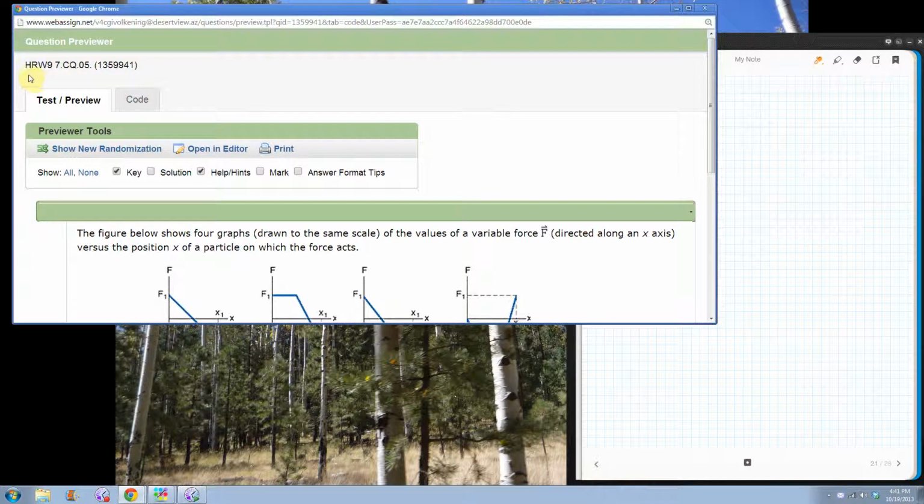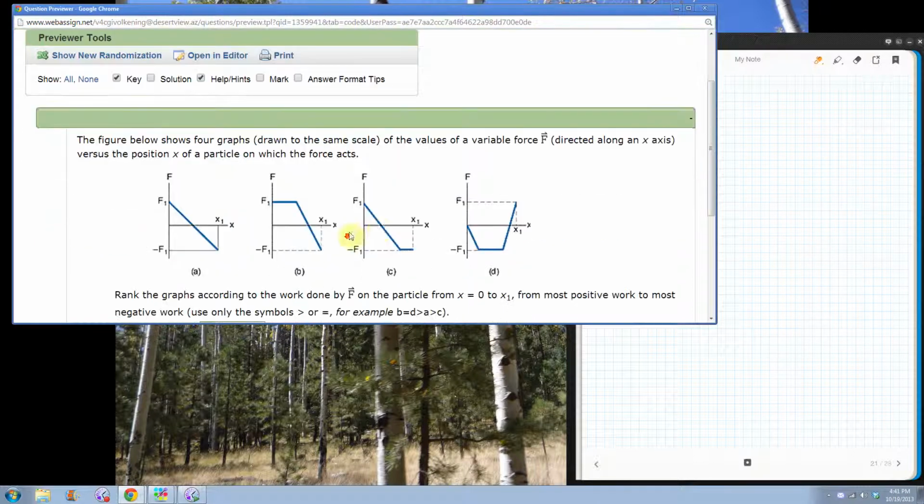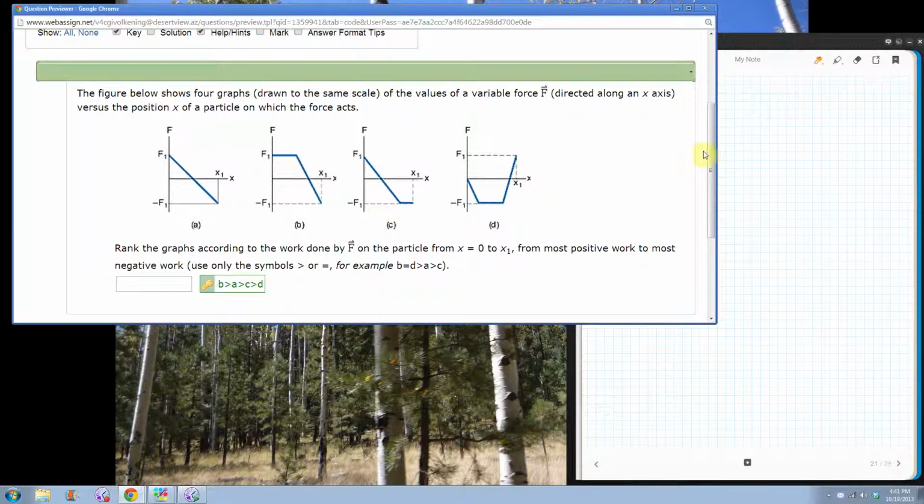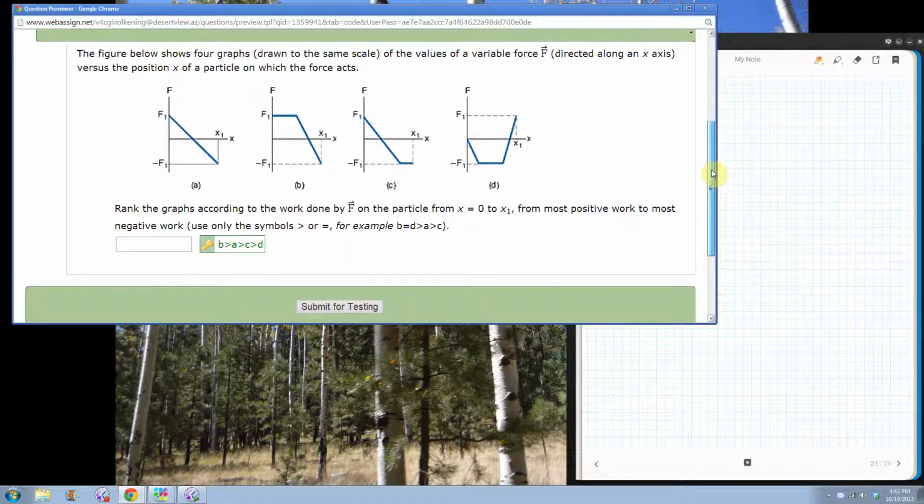This is Conceptual problem HRW97CQ05. I noticed that a lot of you who have started homework skipped this one, so we're going to look at it.